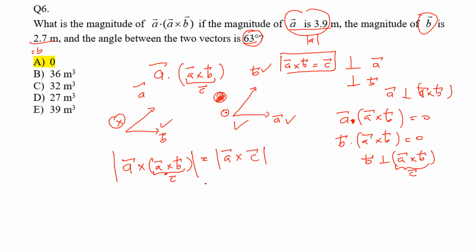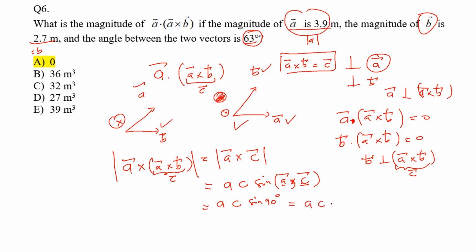You know that by definition, the magnitude of A cross C is magnitude of A multiplied by magnitude of C multiplied by the sine of the angle between A and C. So it will be magnitude of A multiplied by magnitude of C multiplied by sine 90 degrees. Why 90 degrees? Because as I said, between A and C you have 90 degrees, because A basically is perpendicular to C. So sine 90 degrees is equal to 1. So you have just AC.